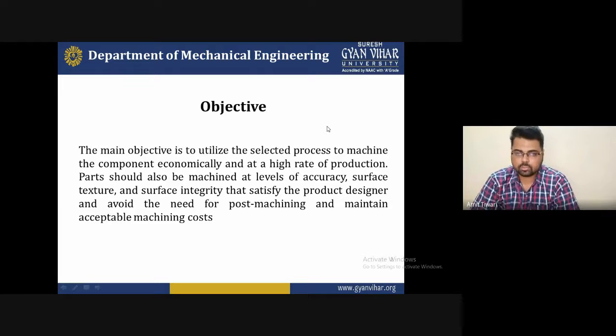The objective of the lecture is to utilize the selected processes to machine the component economically and at a high rate of production. Parts should also be machined at a level of accuracy, surface texture, and surface integrity that satisfy the product designer, avoid the need for fast machining, and maintain acceptable machining cost. So basically today we are discussing some selection process parameters of a machining component and how we can increase the productivity, or how we can increase the level of accuracy and surface texture. So these are today's objectives of the lecture.